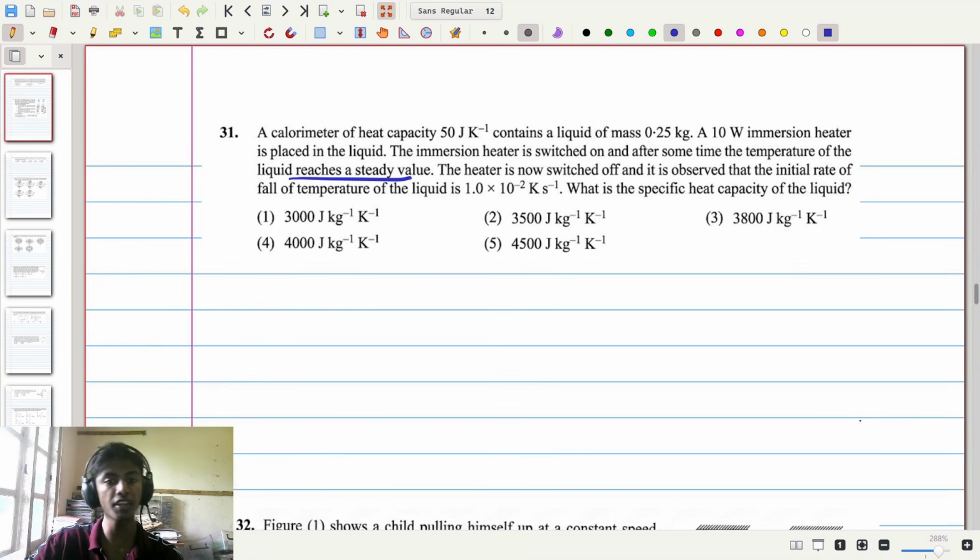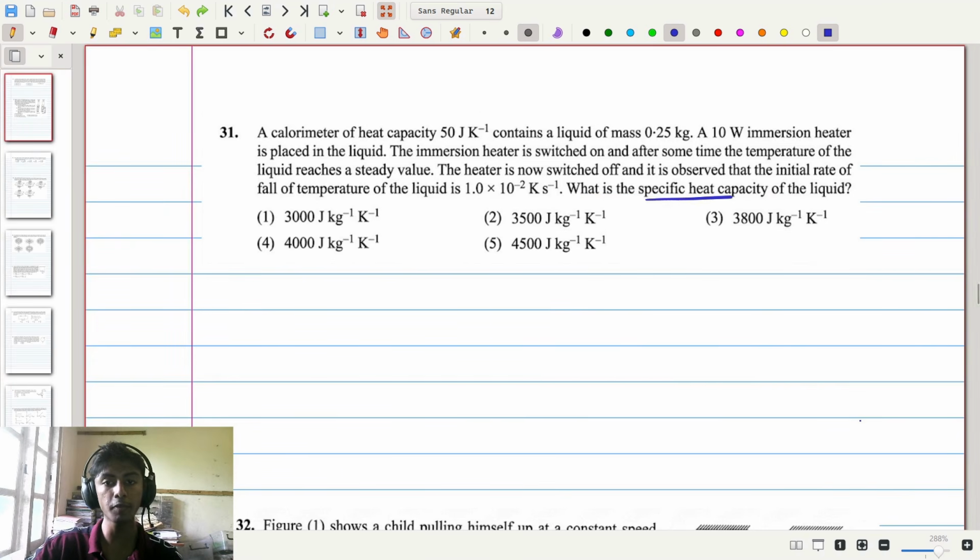Now when this happens, they say, the heater is now switched off and it is observed that the initial rate of fall of temperature of the liquid is equal to 1.0 times 10 to the minus 2 kelvins per second. Now given this, they ask us, what is the specific heat capacity of the liquid?